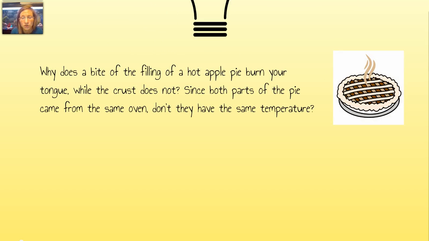A couple of questions I'd like you to think about and try to answer as we go over this lecture is, what is it about the filling of a hot apple pie, or maybe a piece of pizza if you're more of a pizza person, that burns your tongue while the crust does not? Both parts of that pie or pizza come from the same oven, but if you try to eat the pizza too soon, normally that cheese and sauce will burn your tongue or your mouth. Same thing with the filling of a hot apple pie, if you weren't able to hold yourself back long enough. So why don't they have the same temperature if they were in the oven for the same amount of time?